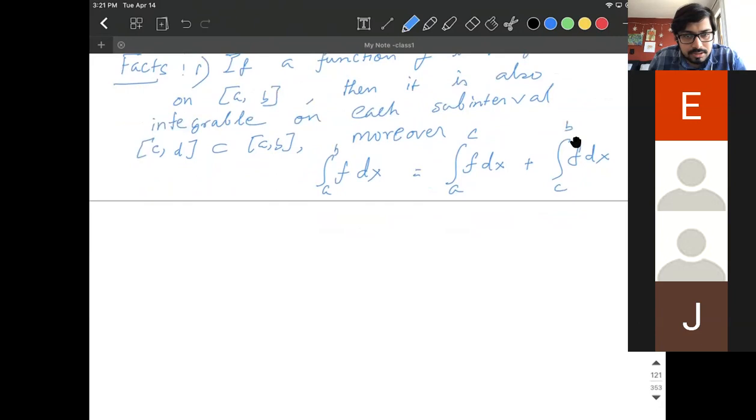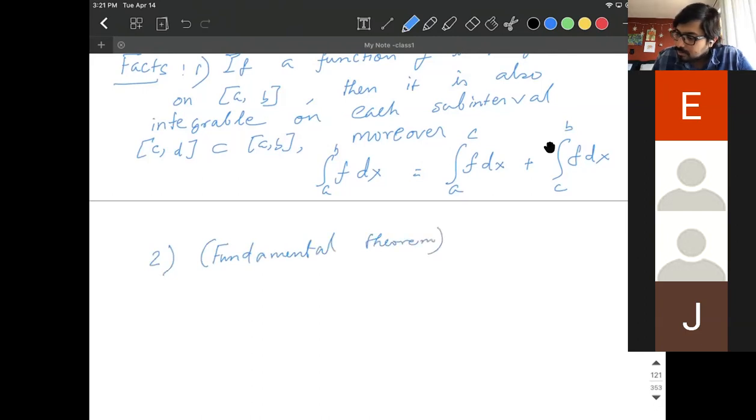The next property I'm going to emphasize is the fundamental theorem. It's on page 6. It says that suppose you have a function which is nice in the sense that f is continuous. Then you can define this capital F of x. So this is number 2, the fundamental theorem. I won't write the details. So f is continuous.